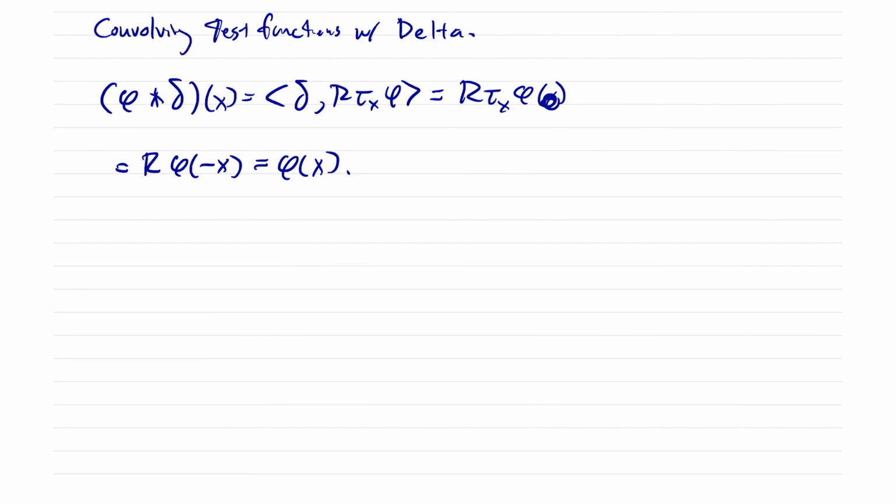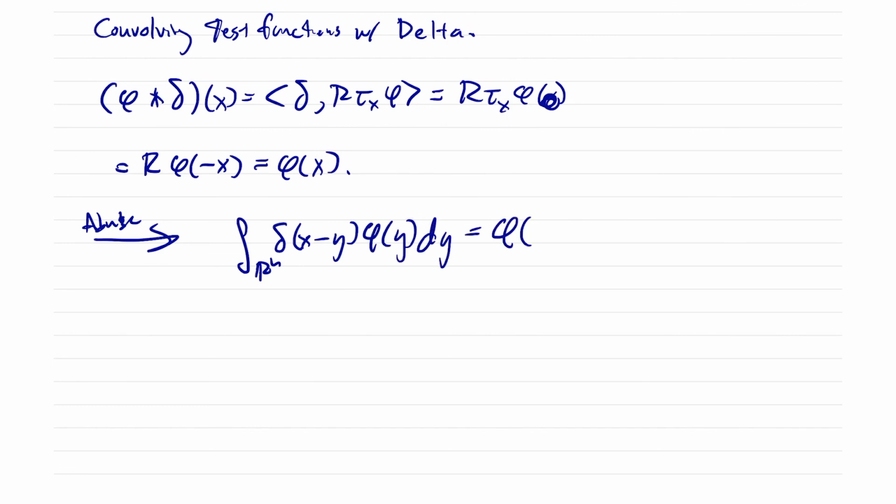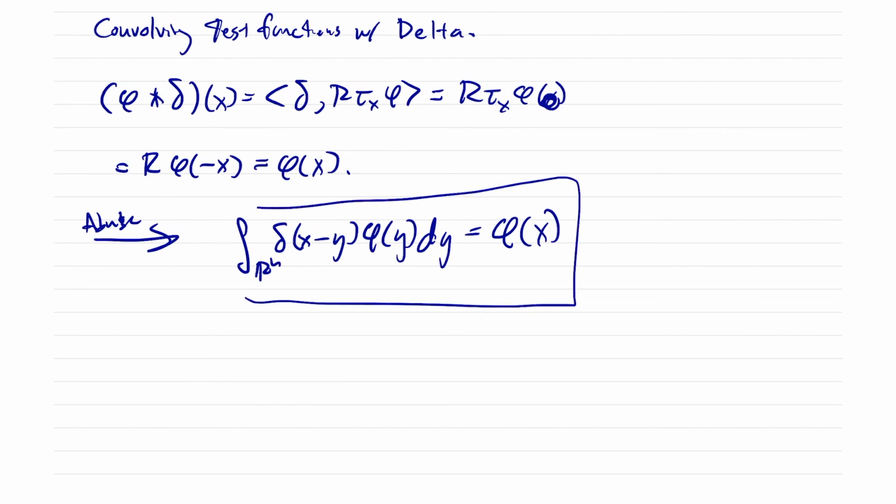So this allows us to write, with an abuse of notation, the integral over Rn of delta of x minus y against phi of y dy is equal to phi of x. And so this will be used a lot in the future. Okay, so that sounds like a good place to stop.